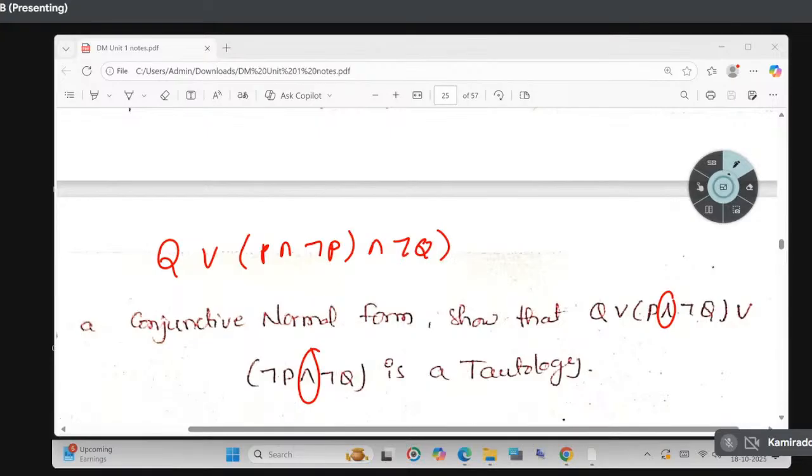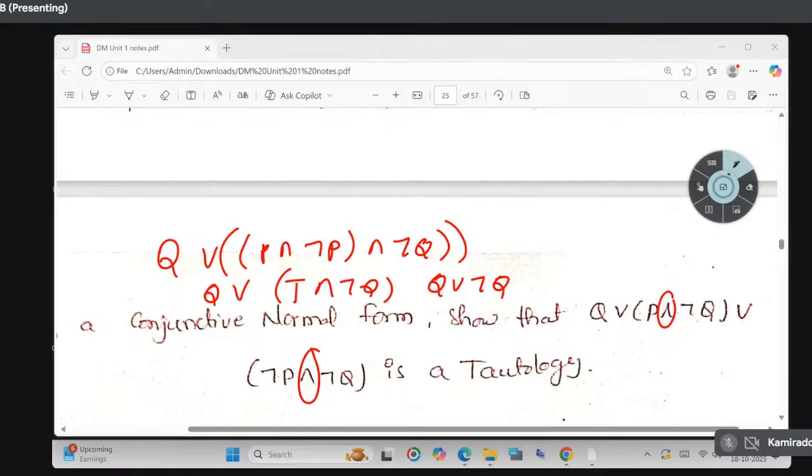What is the P and negation P value? What does it become? Huh? P and negation P value is T. T and negation Q, what is the value? T and negation Q is negation Q. Okay. So Q or negation Q, what is the value? T. What is asked? What is asked?